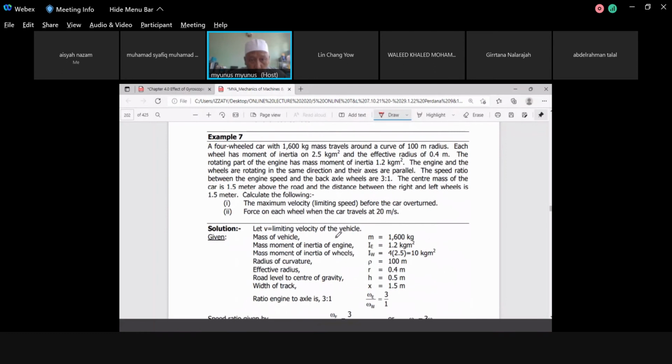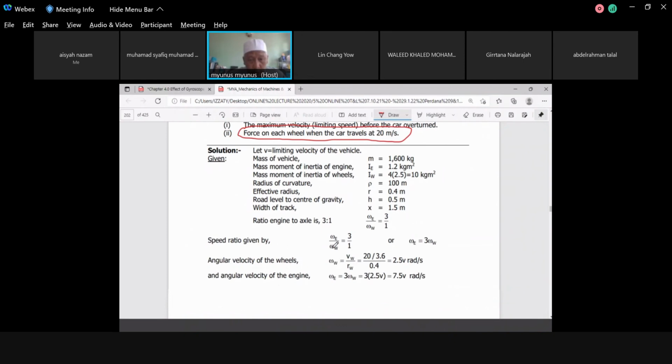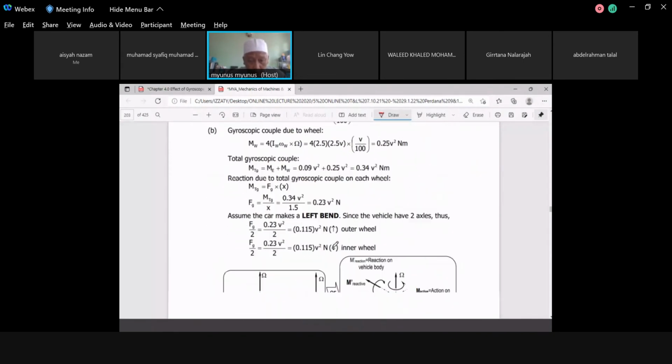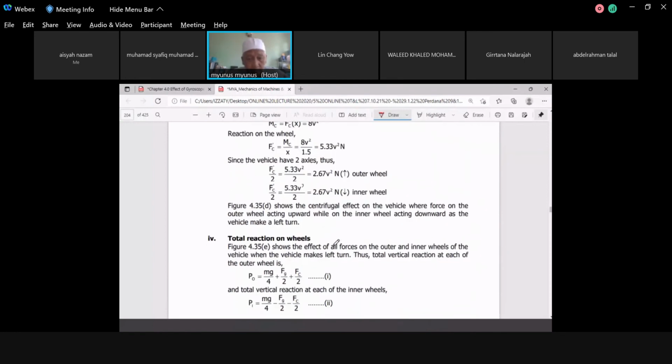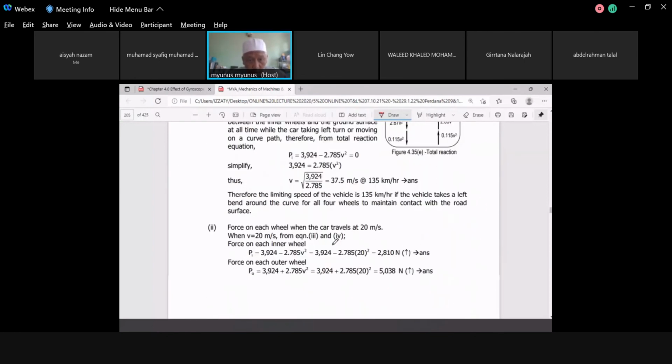Number 7, you can do on your own. Look here: force on each wheel when the car travels at 20 meters per second. Then you have to look at what happened to the force on each wheel, and so on and so forth. I think you have two or three worked examples typically related to vehicles. Try on your own, class.